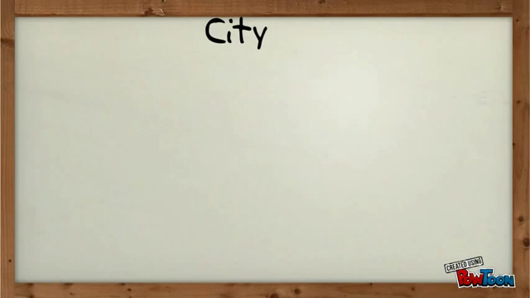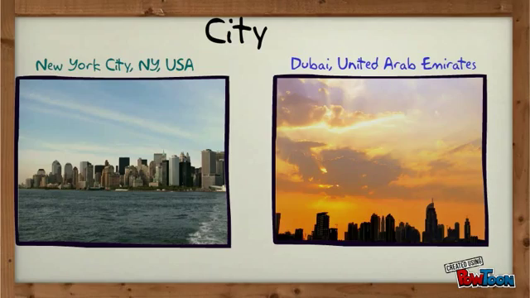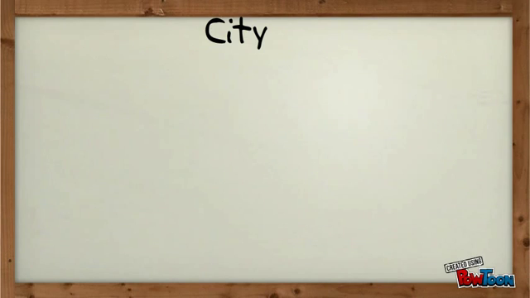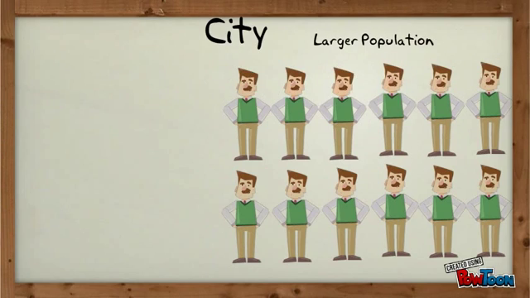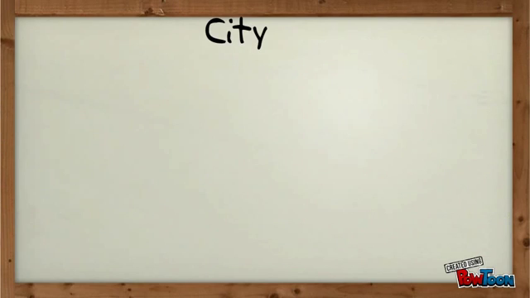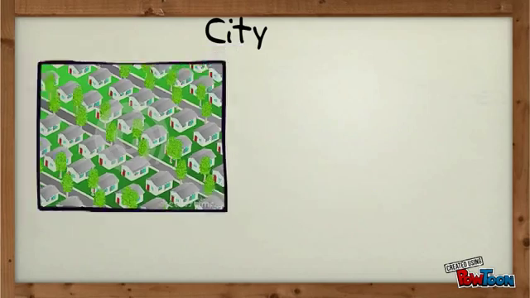Next in line comes the city. These cities shown below, New York City and Dubai, are examples. Cities have larger hinterlands, more population, well-defined CBDs, as well as suburbs.